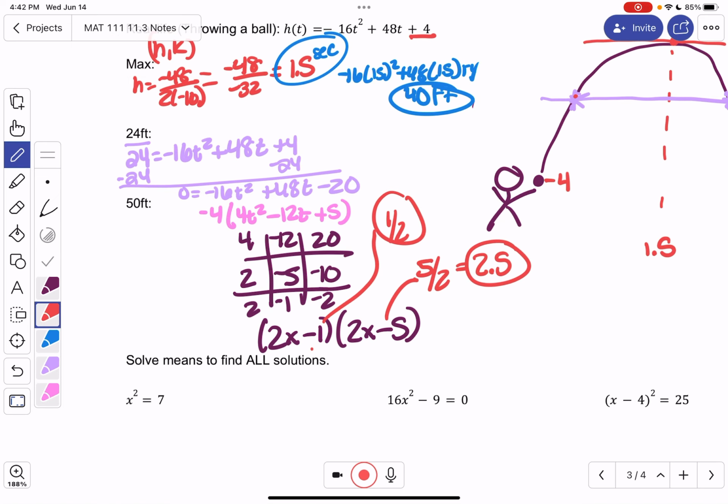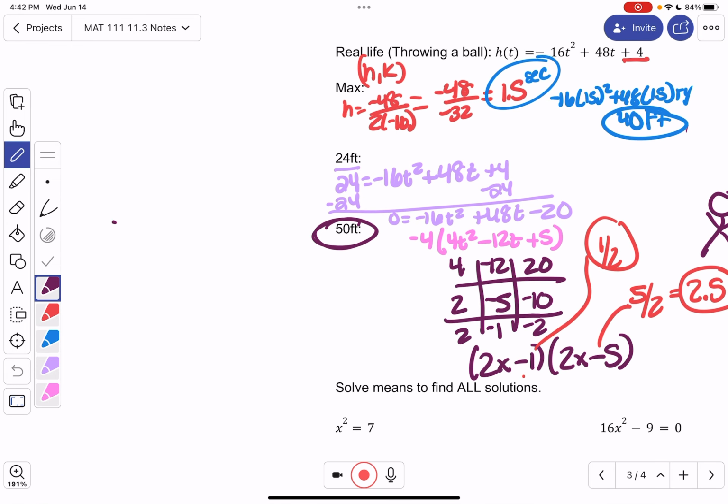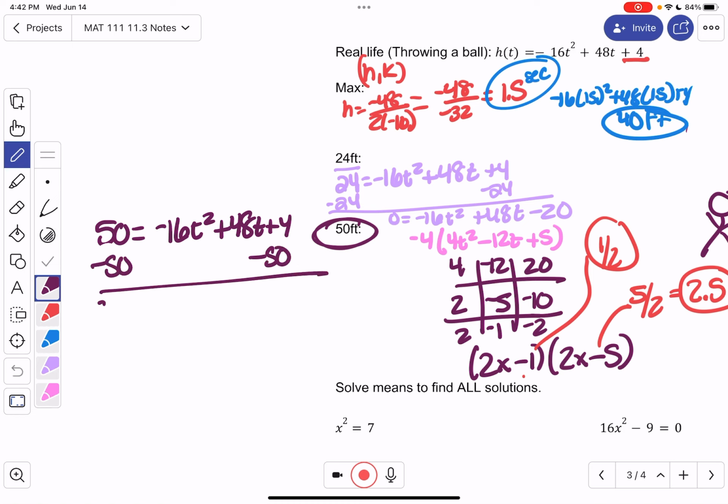Now the next question is, when will it hit 50 feet? You may look at this and go, okay, well, I'm going to do the same thing. 50 equals negative 16t squared plus 48t plus 4. Subtract 50 from both sides. You get minus 46.